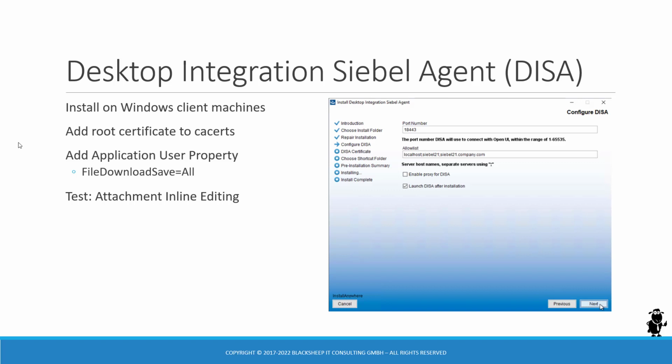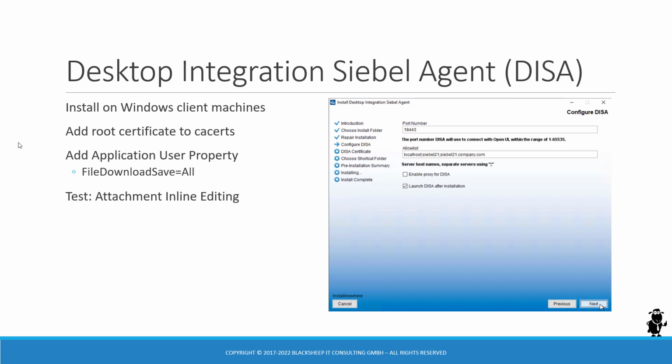It is worth mentioning here that DISA only functions well with an application user property in place. So you have to put this application user property in the repository. It is called file download save. It actually has two possible values. The value shown here is all, allowing all file extensions to be considered safe for download, but you can specify a semicolon separated list of file extensions, so only those will be deemed safe for download.